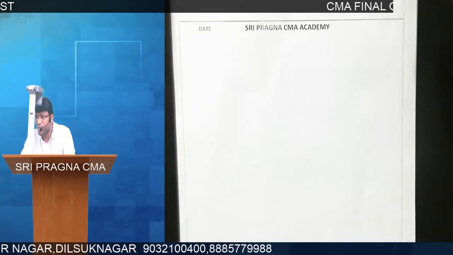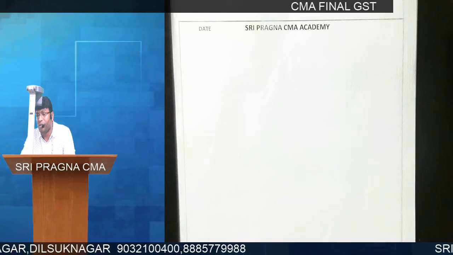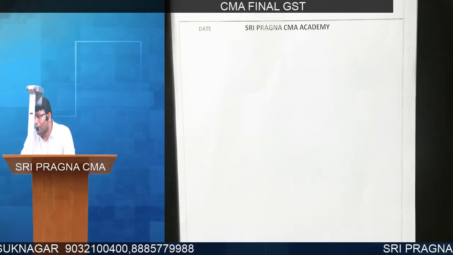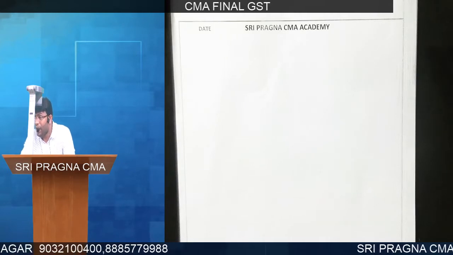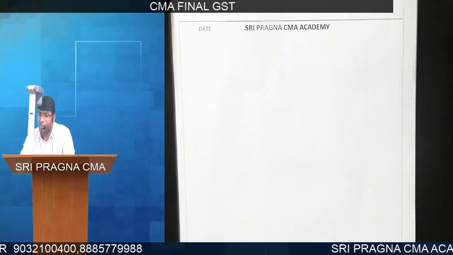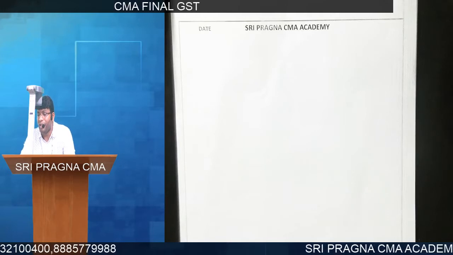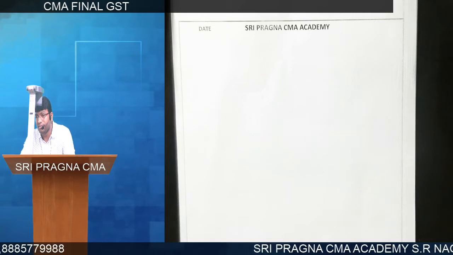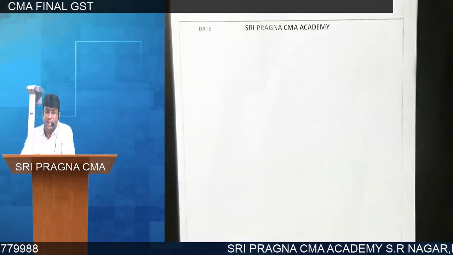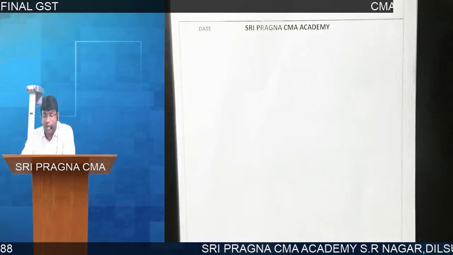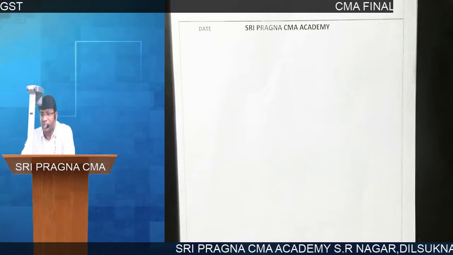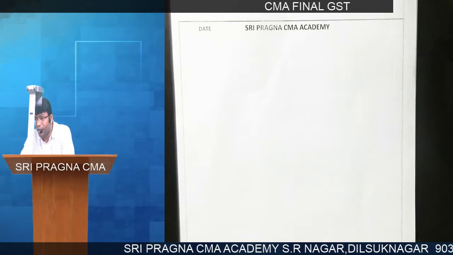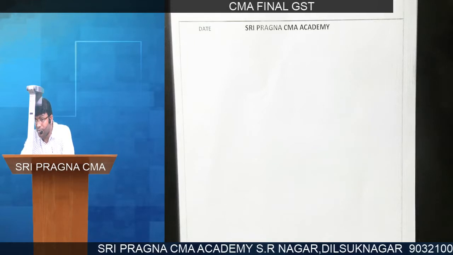Friends, speak out. Excellent. And what is the definition for composite supply? Two or more taxable supplies are naturally bundled, and one of which is a principal supply. Mixed supply, how do we tax? Highest rate. Composite supply? Composite supply is taxable at the rate of principal supply, whereas mixed supply is taxable at highest rate. Are we clear with this concept? Everybody? Do we all remember this concept?